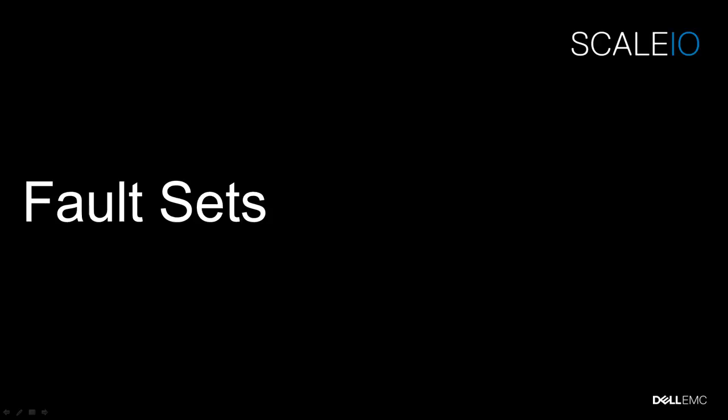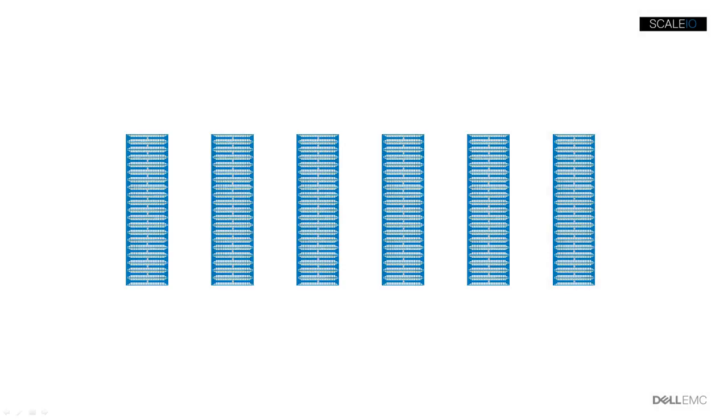Fault sets are an optional feature of ScaleIO that allow an administrator to manage system availability at data center scale. In a system configured with fault sets, ScaleIO can continue serving data if an entire rack or chassis fails. Let's start with an example.